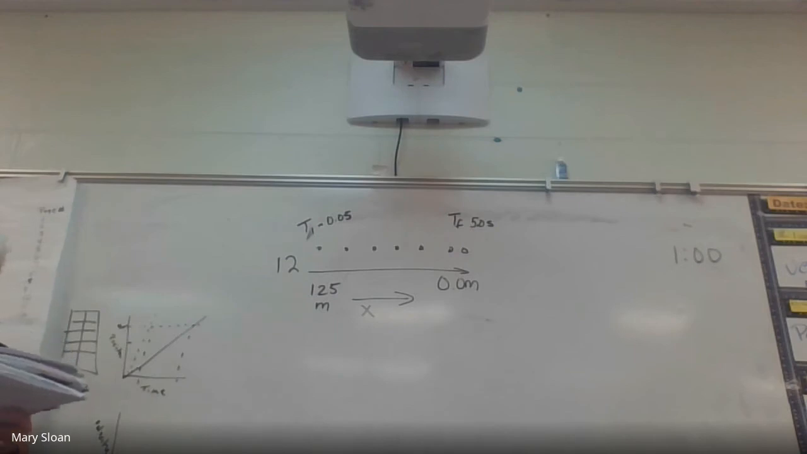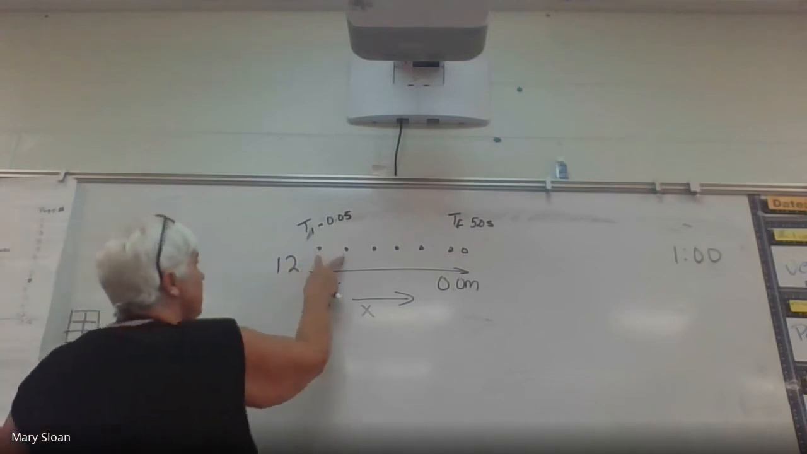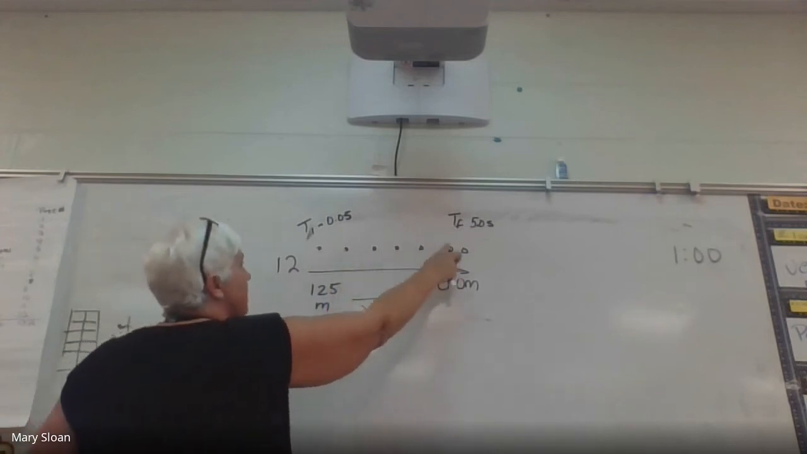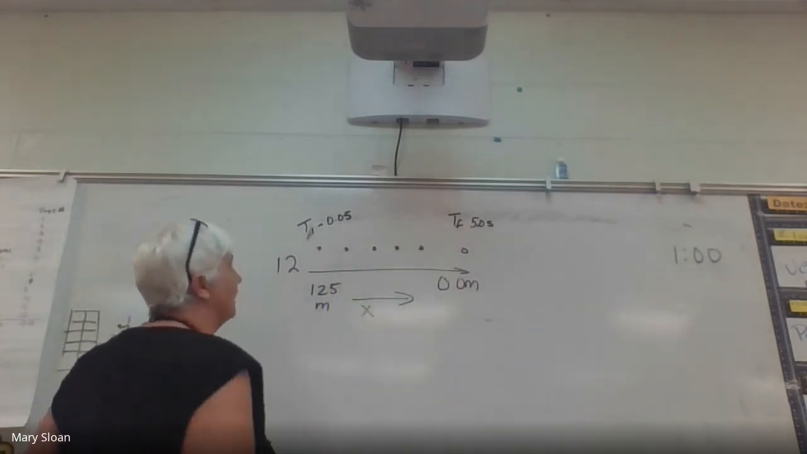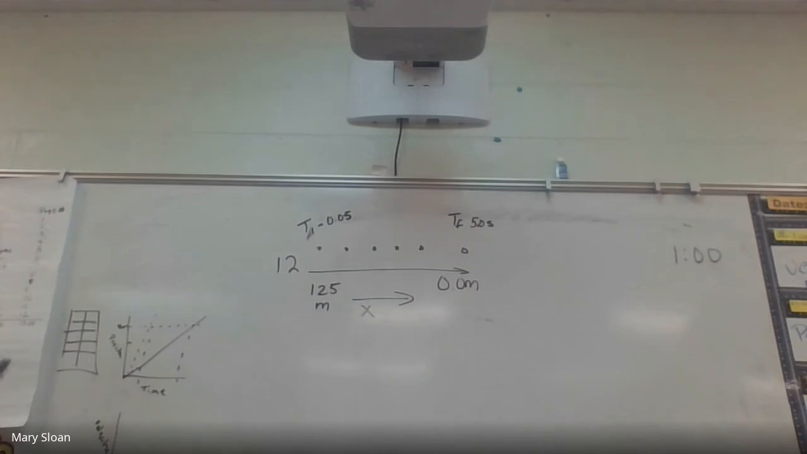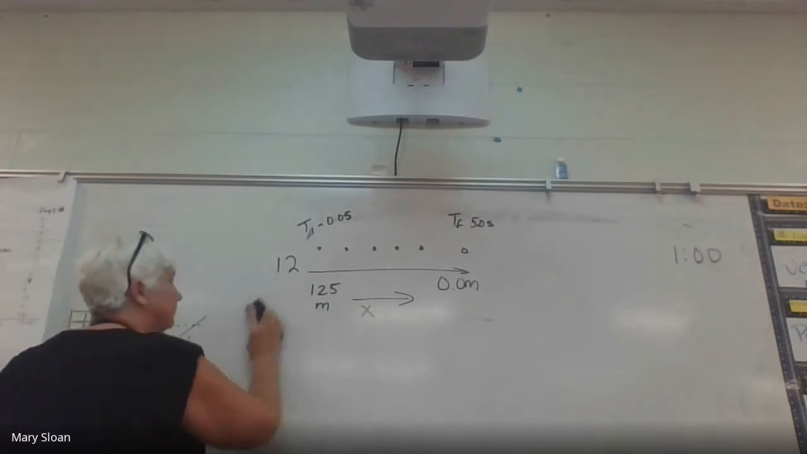He was going toward it at a constant speed. How do I show he was going at a constant speed? The sections in between, the circles, are about the same. Is everybody good with question number 12? Okay.